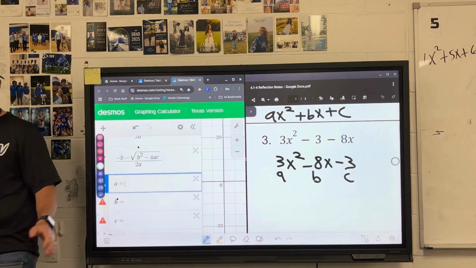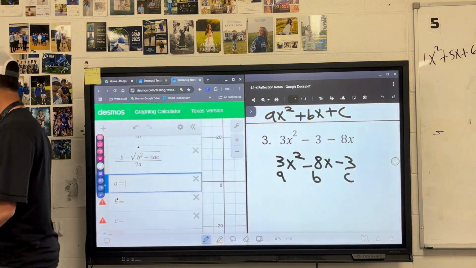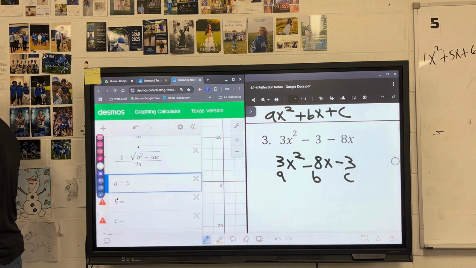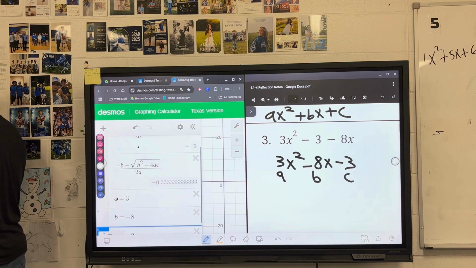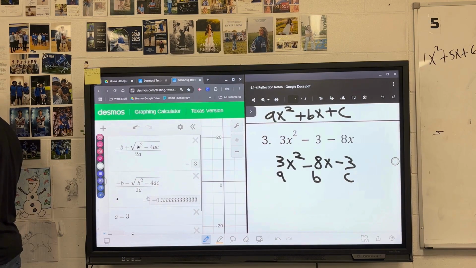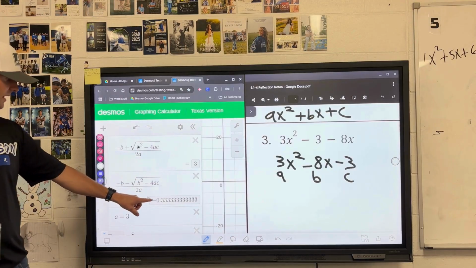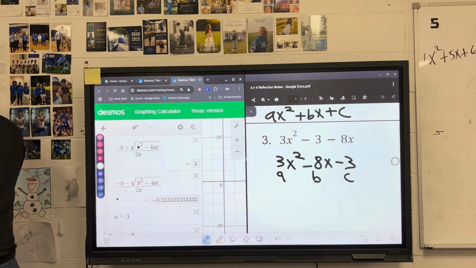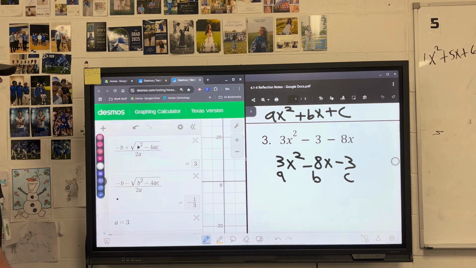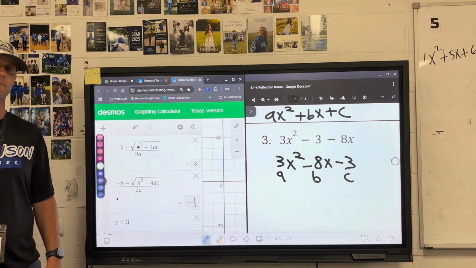And so now, since I've recognized what A, B, and C are, I'm going to type those in. So A is going to be 3, B is going to be negative 8, and C is going to be negative 3. Then when I scroll up here, if you look, I got my two answers: 3, and then negative 0.3333 repeated, which is actually going to end up giving me a fraction of negative 1/3. So these would be my two zeros, ladies and gentlemen.